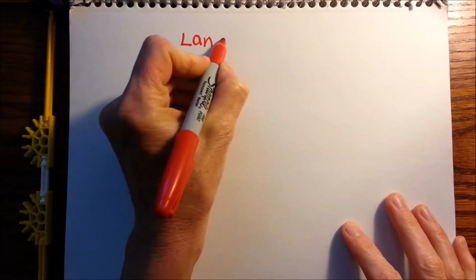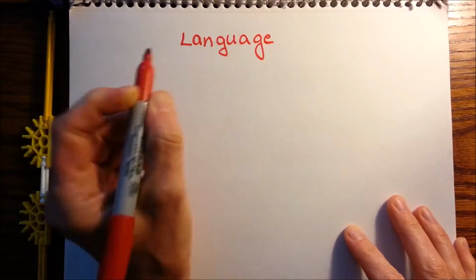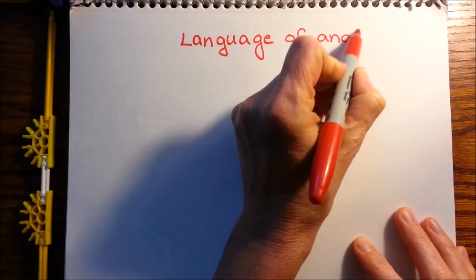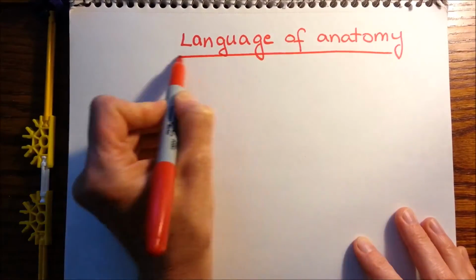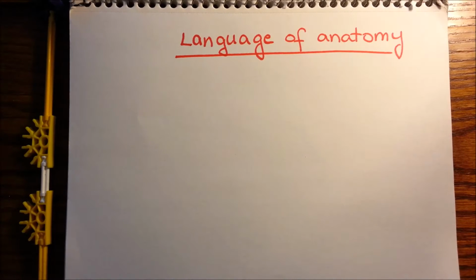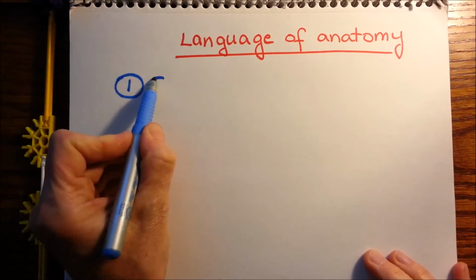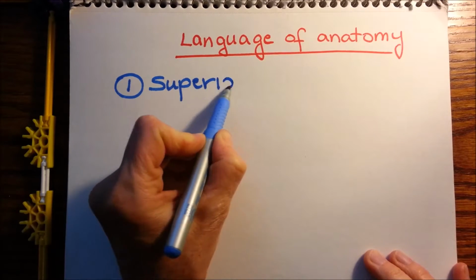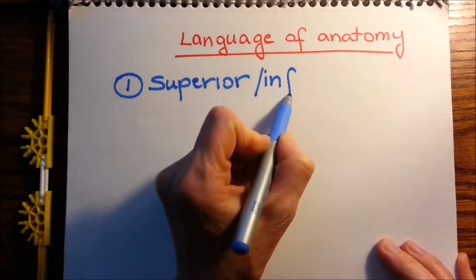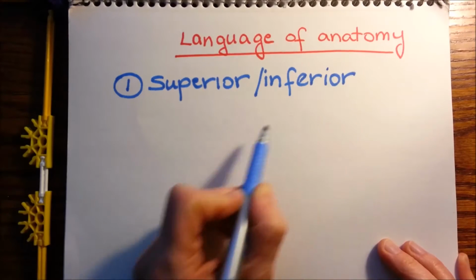Body orientation and direction. These are the important terms that we have to discuss in order to talk about different structures' relationship to other structures. The first one we are going to tackle is the superior versus inferior, or above and below.